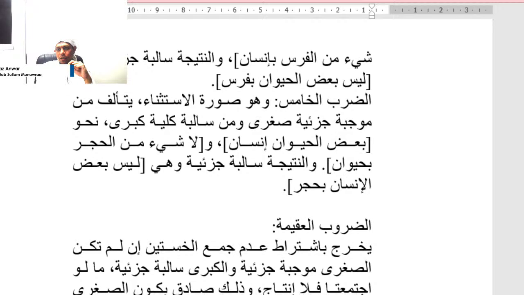And then the fifth one, this is the istisna. This is the one that is the exceptional case. So he mentioned yata'allafu min mujibatin juz'iyya. So the first premise is mujiba juz'iyya, so now we have one khissa here. Wa min salibatin kulliyatin kubra. And the second premise is saliba kulliya. The first premise is juz'iyya, so there is a combination of khissatain. But again he mentioned this is the exceptional case.